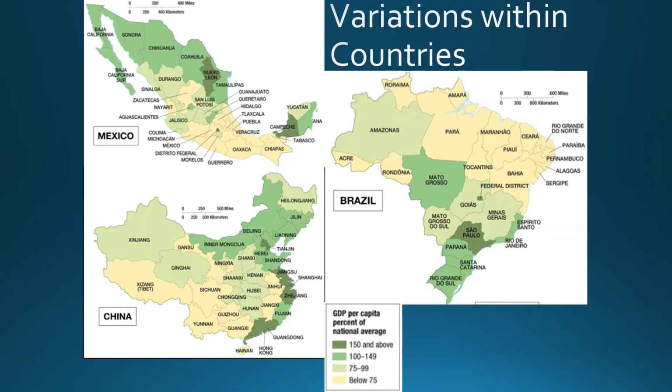You can also have variations within countries. Here's a map of Brazil, China, and Mexico. I'm going to focus on China for a minute. China has really raised a lot of people out of poverty.